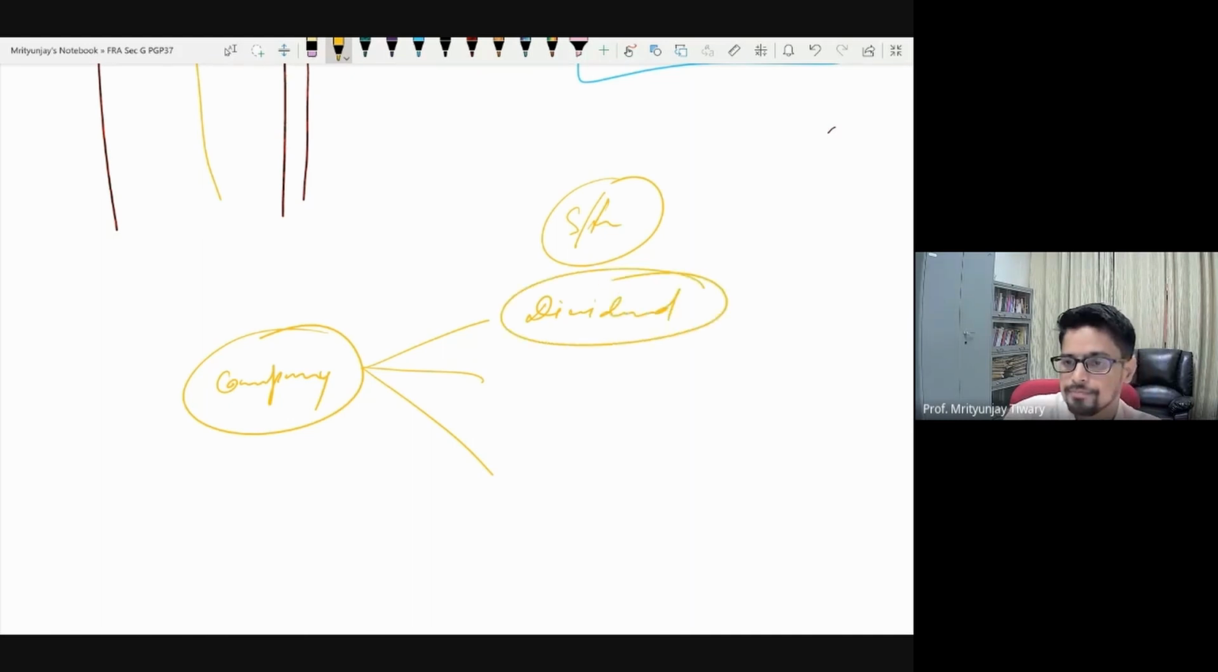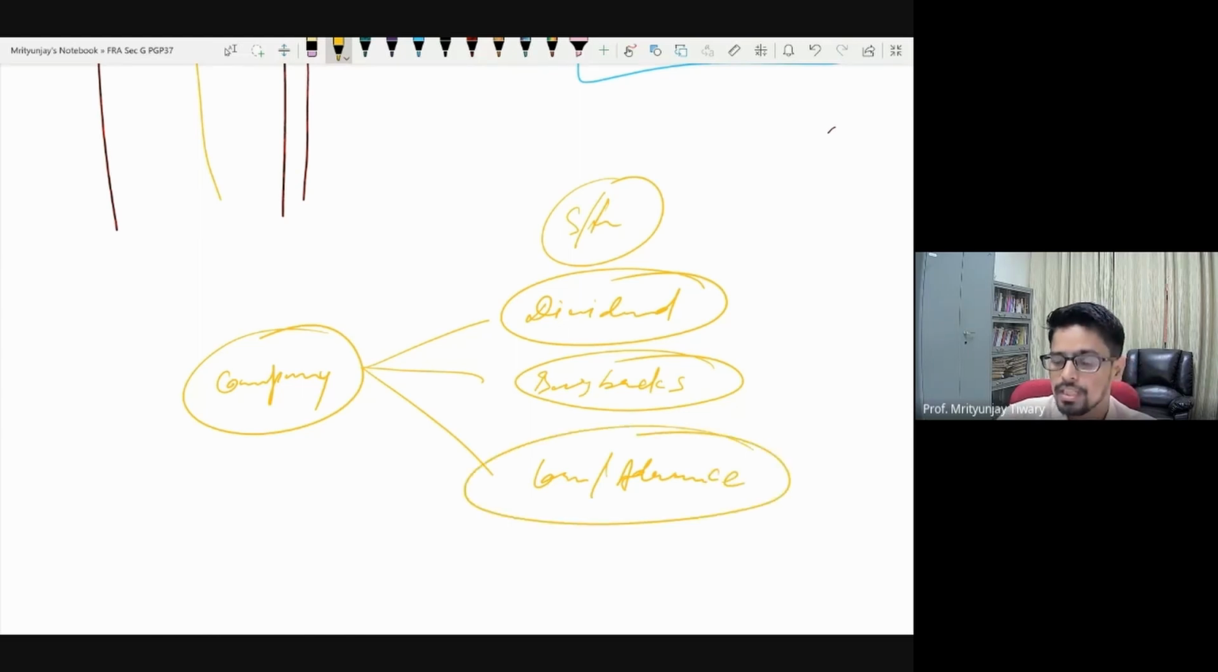What else? Buyback. Someone has sold their shares. Buyback, perfect. Sold your shares or buyback, same thing. The company buys back the share. And what else? Loan or advance.